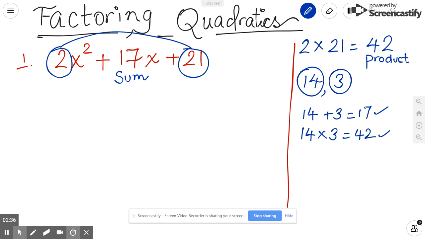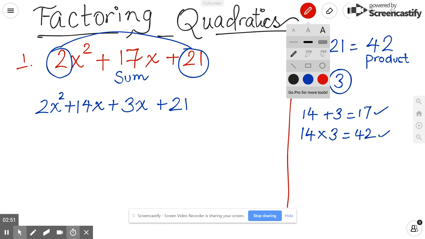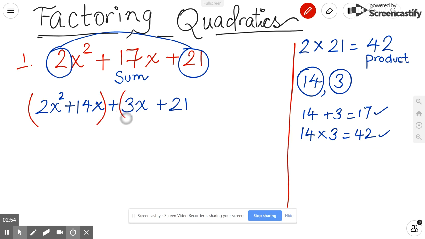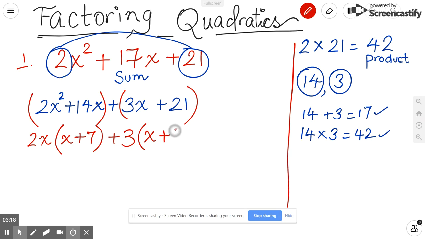All right, now let us use these numbers and go ahead and start factorizing our question. 2x squared, I'm breaking down 17x as 14x plus 3x plus 21. Now students, I will go ahead and break down my two parentheses like this. So I can take terms common out of here. So from this first parentheses, the maximum I can take common out is 2x. Inside, I will have x plus 2 times what is 14? 7. Plus, from the second piece, I can take common only the number 3. And I'll have x plus 7.